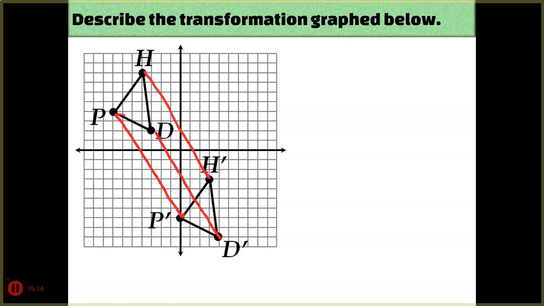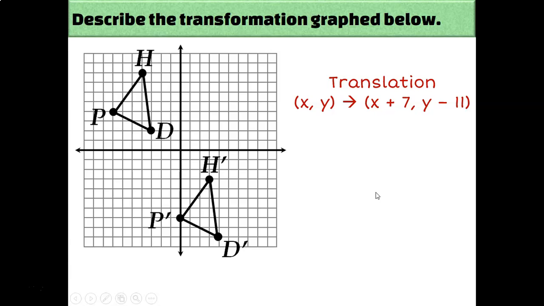So to figure out my rule, I just have to count how far it went. Make sure you're counting from corresponding vertices, not like from D to H prime, just because those are the closest two vertices doesn't mean that that's where you count from. Instead, you should be counting from H to H prime, for example, or D to D prime or P to P prime. So the horizontal distance between H and H prime is 1, 2, 3, 4, 5, 6, 7 to the right. So that's a +7. And then I go down 1, 2, 3, 4, 5, 6, 7, 8, 9, 10, 11. And going down is a negative motion. So the rule that I can write for this translation is x + 7 and y - 11.